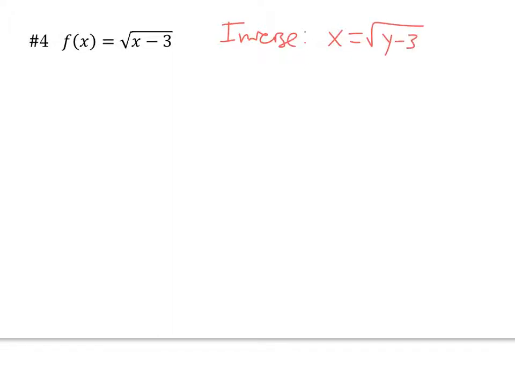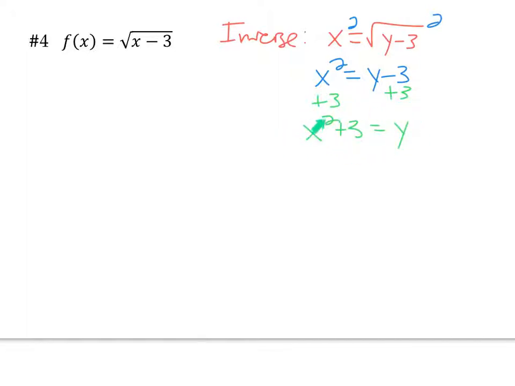And now I want to square both sides, because I'm trying to get rid of that square root. So I'm going to have x squared equals y minus 3. Then I can add 3 to both sides, and I'll get x squared plus 3 equals y. So I found the inverse. The inverse of this function is x squared plus 3 equals y. So let's go back and answer if this is a function or not.